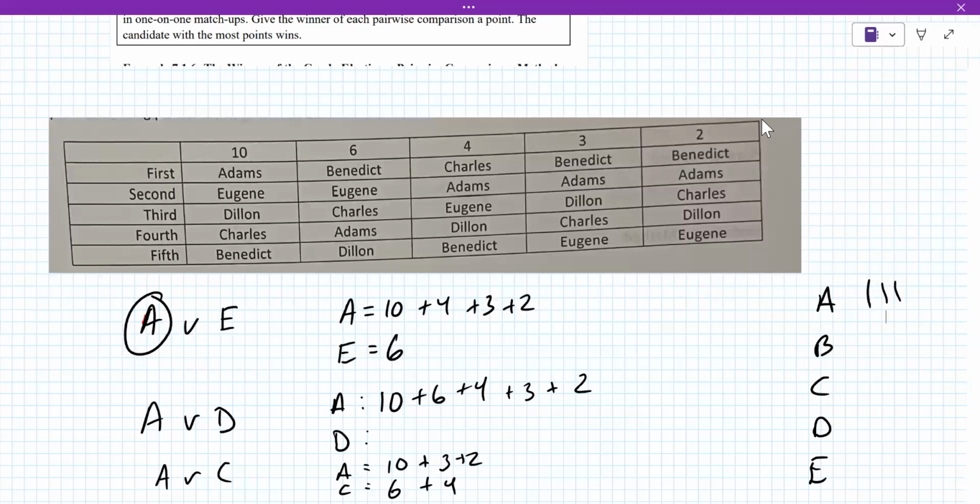So you would continue this and you have to do all the comparisons. There's actually quite a few to do. You've got to do all of these. Then you've got to do E versus D and E versus C and E versus B, and then D versus C and D versus B and C versus B. It's not as bad as you think, but there's like 20 comparisons to do.